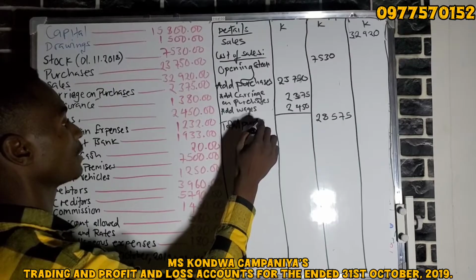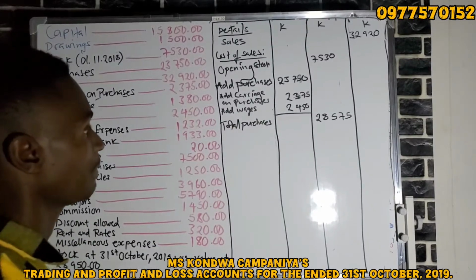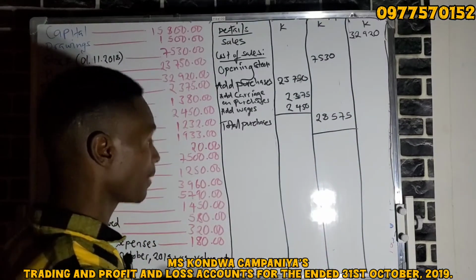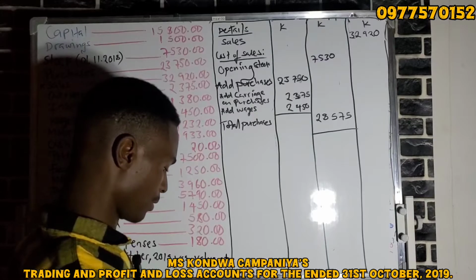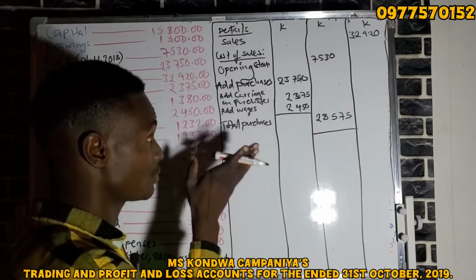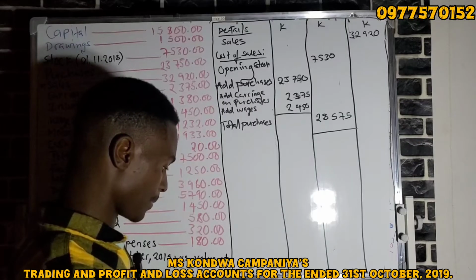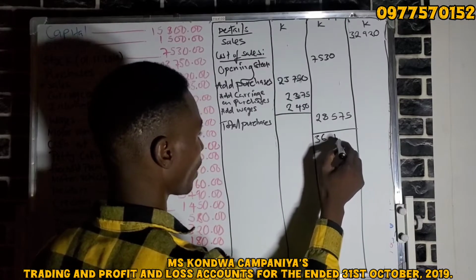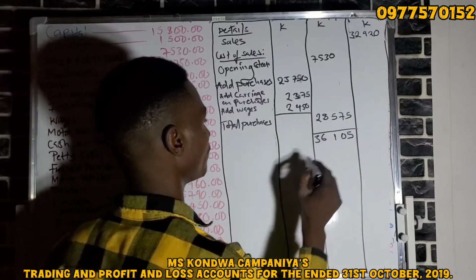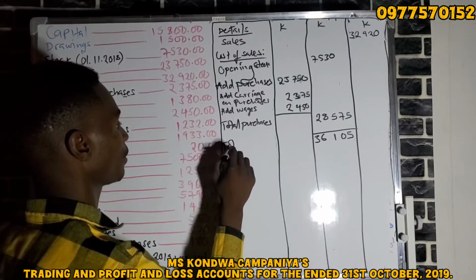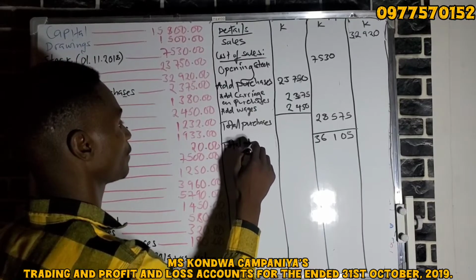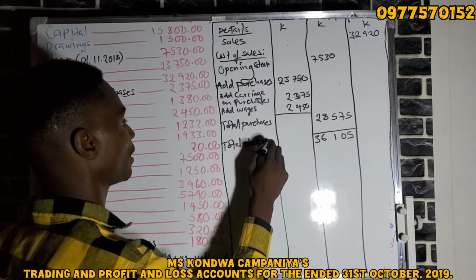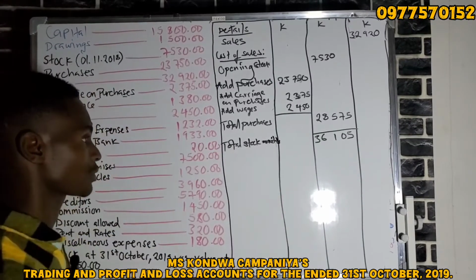Okay, total purchases. All right, then this time around, we're going to add these two, so that we know the total stock available: the opening stock and the goods that you purchased. So we're going to have 36,105. This is called total stock available. Total stock available for what? For sale.